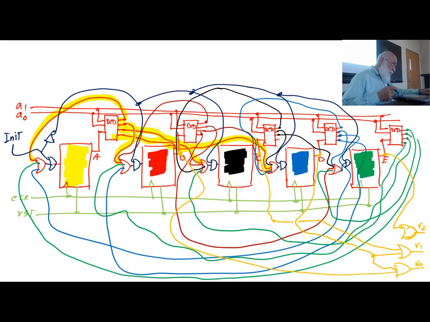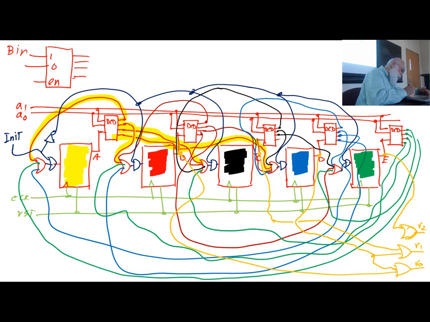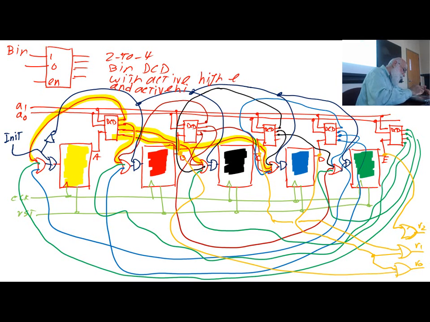And instead of an AND gate with inverted input for the one input circuit, here I'm using a decoder. Let me also show you the details of the decoder. This is a decoder with enable, 2 inputs, 1, 0. This is the binary input. It has 4 active high outputs, so it is a 2 to 4 binary decoder with active high enable and active high outputs. Okay.